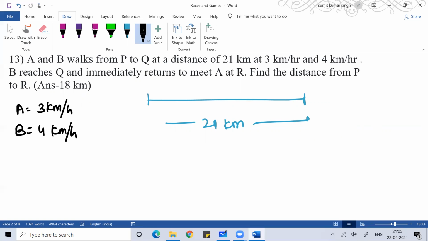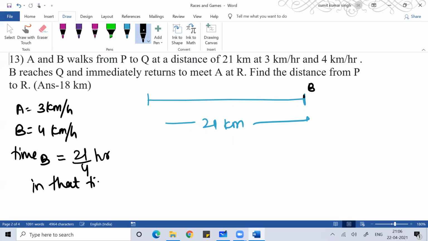Okay, so what is the time taken by A and B to complete the round? To complete this 21 kilometers, B would take 21 by 4 hours. That is the time B will take to reach the finishing line.